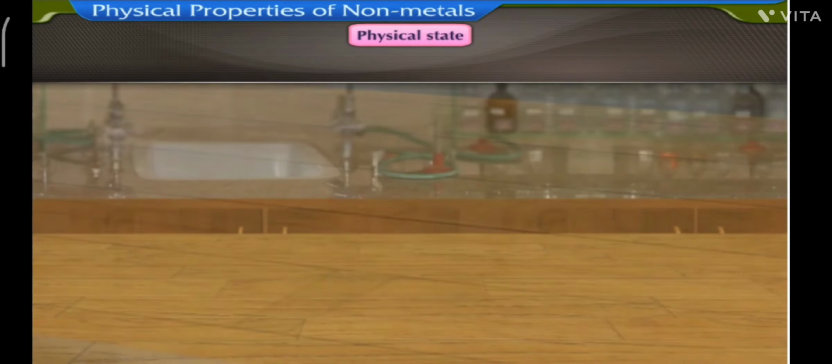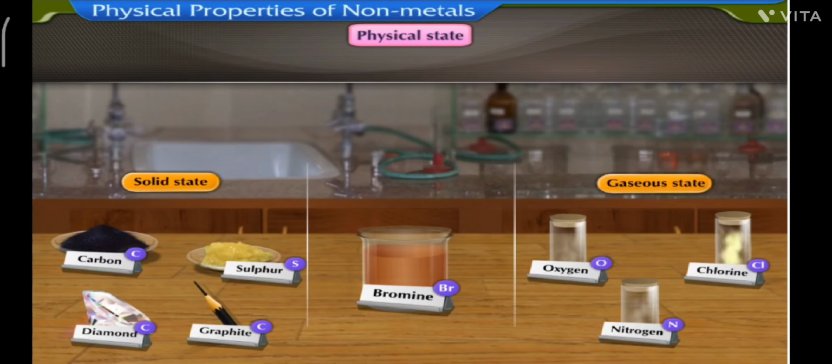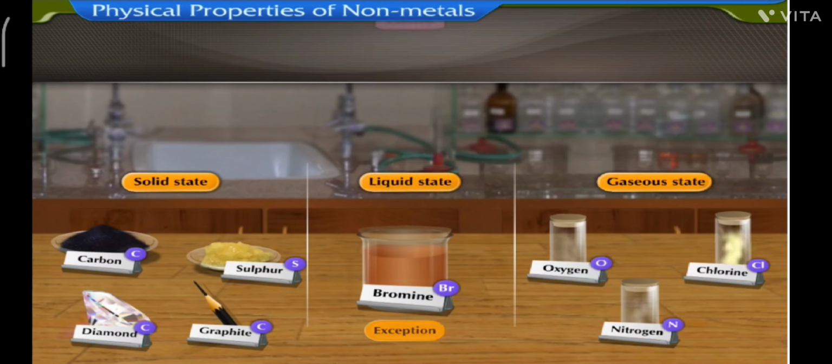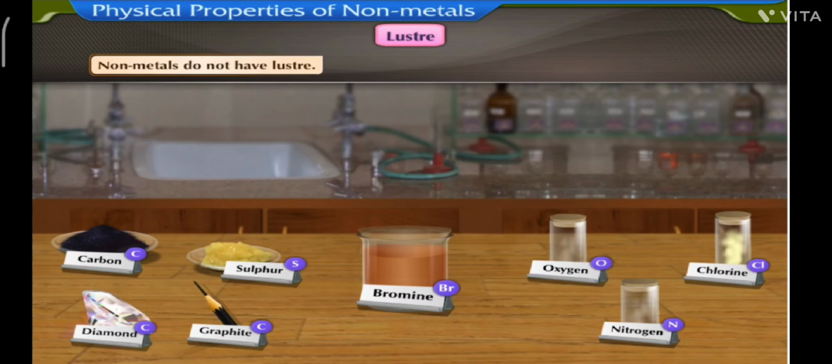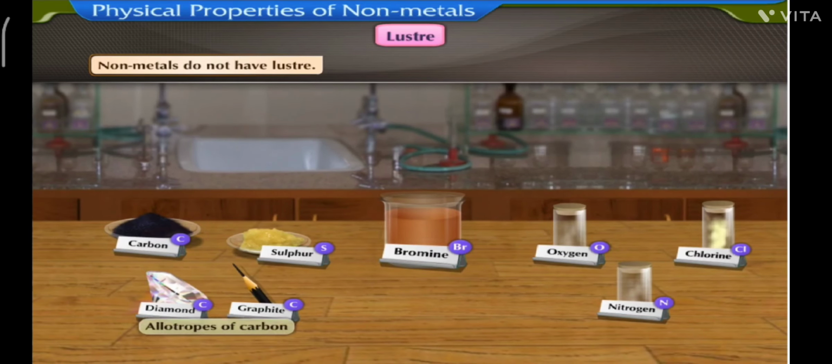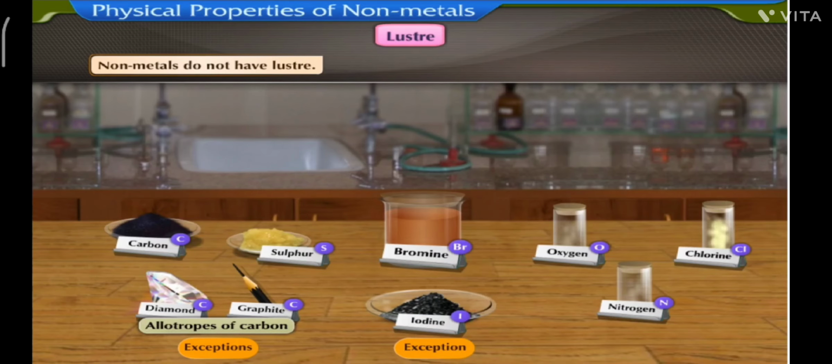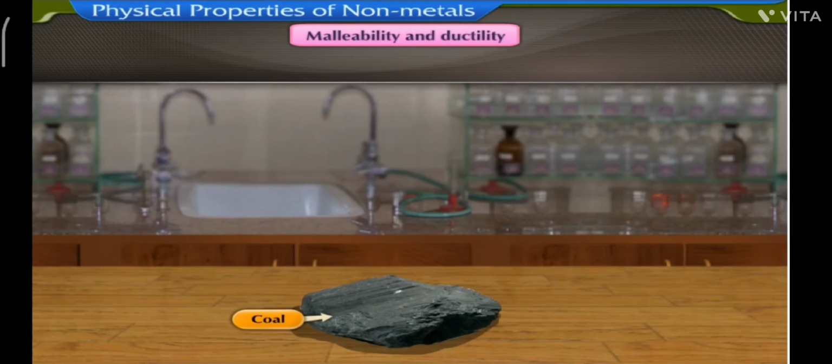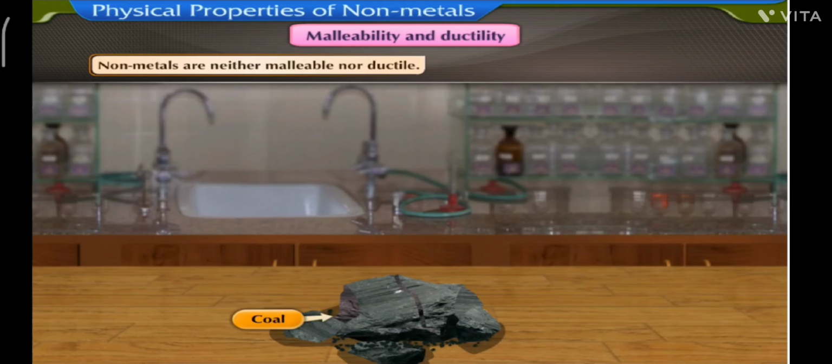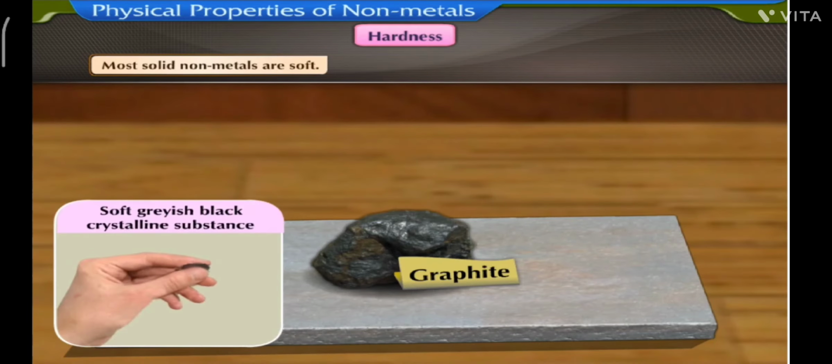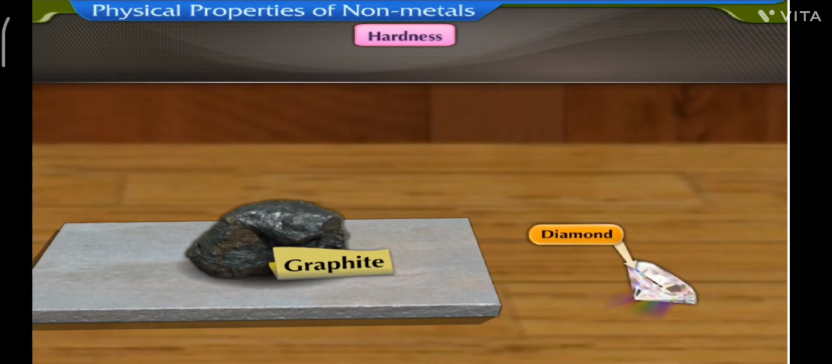Physical state. Non-metals are either in the solid state or the gaseous state. Bromine is an exception. It exists in the liquid state. Luster. Non-metals do not have luster. Graphite and diamond, which are allotropes of carbon, are exceptions. Iodine is also an exception. They all have luster. Malleability and ductility. Non-metals are neither malleable nor ductile. Hardness. Most solid non-metals are soft. Carbon in the form of diamond is an exception.